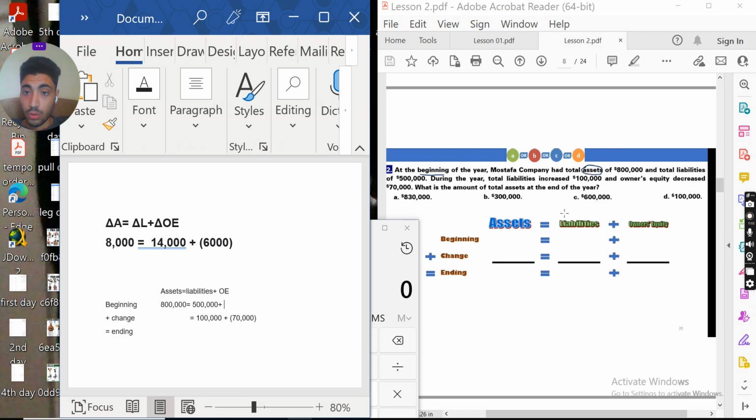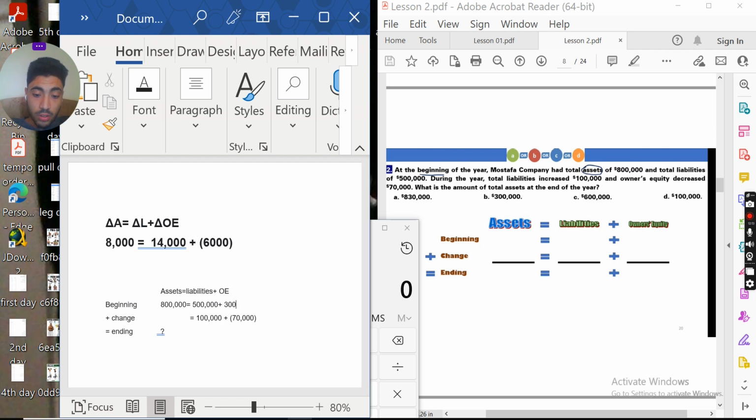Do we have any other inputs? Owner's equity decreased 70,000. What's the amount of total assets at the end of the year? So we need this. Let's try to solve it.